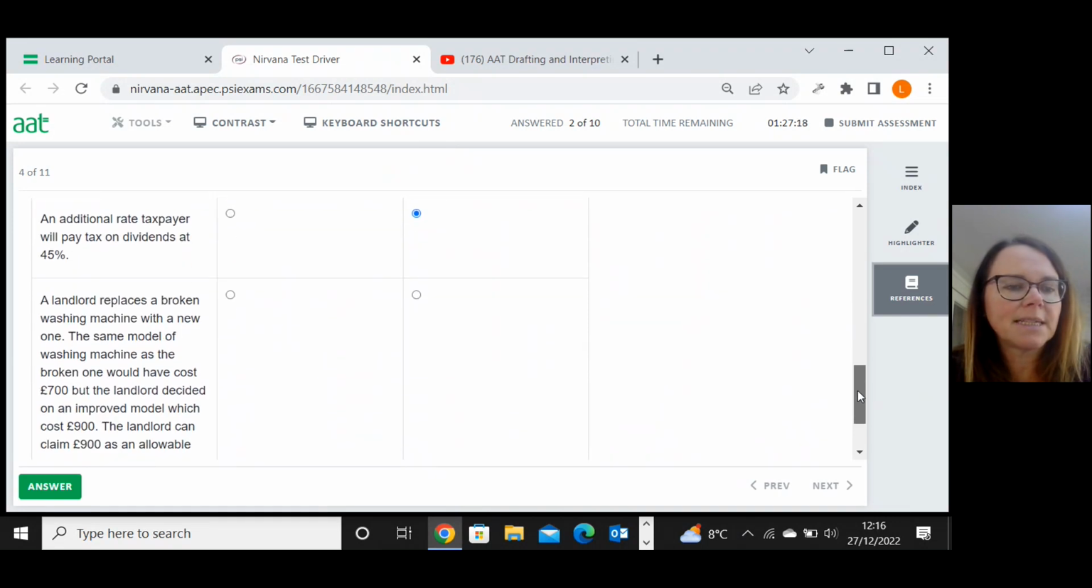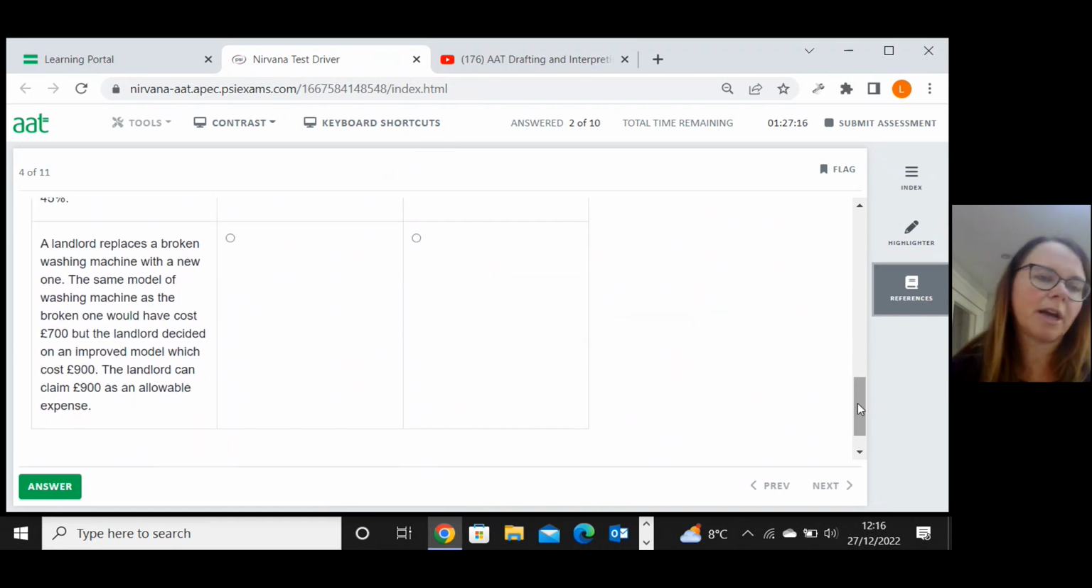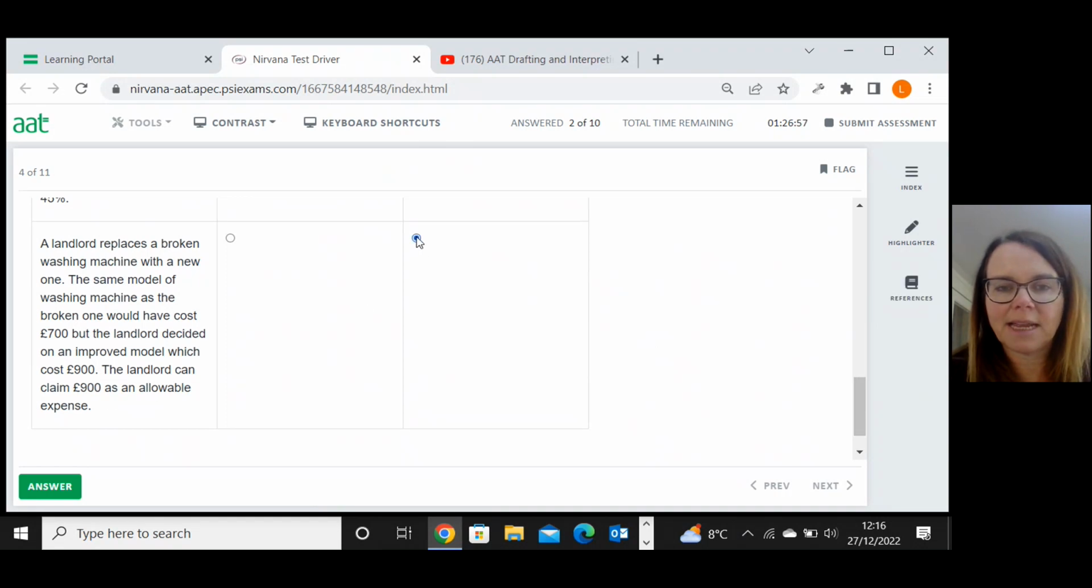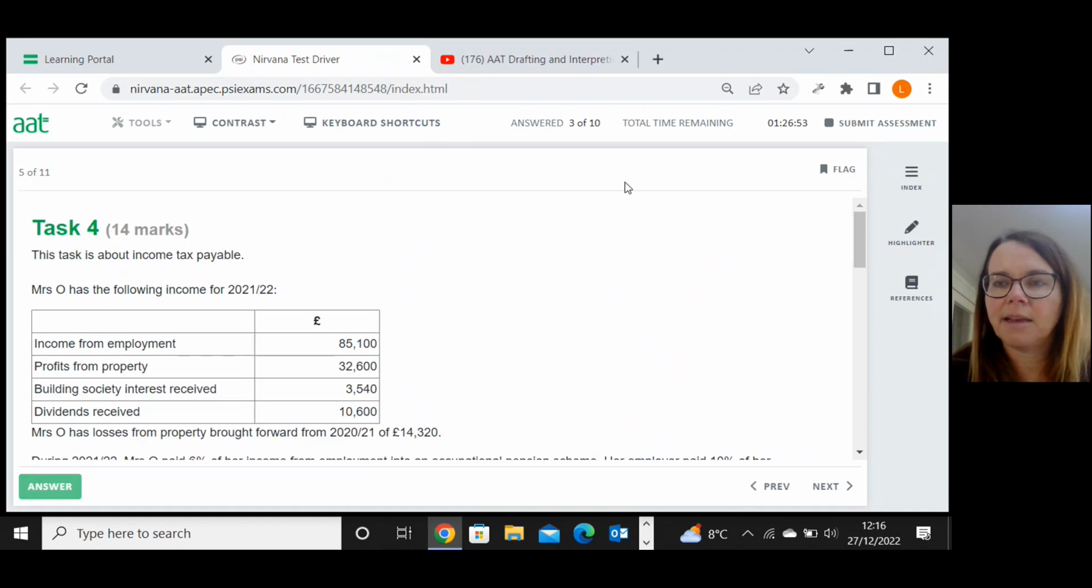A landlord replaces a broken washing machine with a new one. The same model of washing machine as the broken one would have cost 700, but the landlord decided on an improved model which cost 900. We know that you can only allow expenses like for like, so they are not going to be able to reclaim 900, they will only be able to reclaim 700. Popping that in, onto task 4, which will be in your next video.